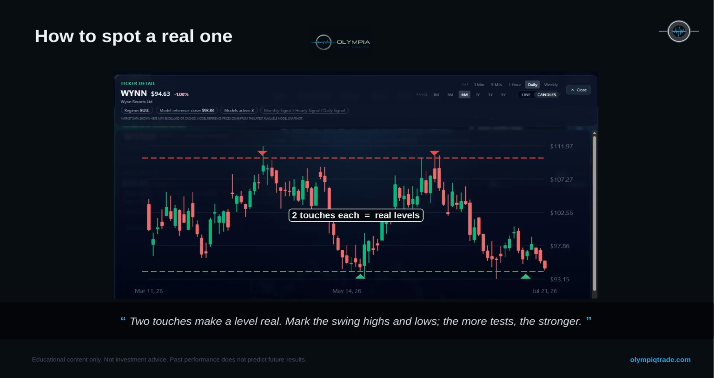So how do you find a real one? Well, first rule, at least 2 touches. 1 touch is a coincidence. But look, 2 clean touches of the ceiling or 2 of the floor, that's the market telling you these levels are real. Mark your swing highs and lows. And remember, the more a level is tested and holds, the stronger that level gets.